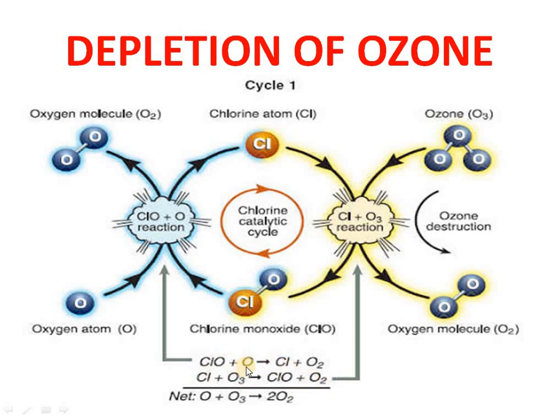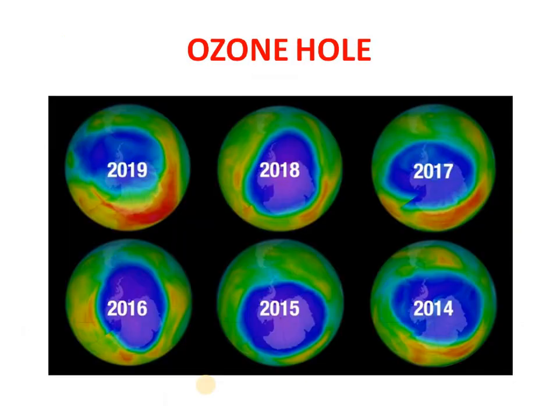ClO again will react with oxygen to form chlorine plus oxygen. So the overall reaction will be O3 combined with O, and O we can get from any radicals, so that will give you O2. So this is how the depletion of the ozone layer takes place. This is the condition of the ozone hole. If you see 2014, 15, 16, 17, 18, 19, there is shown a recovery in 2018, 2019. Okay, so it is a good sign for us.